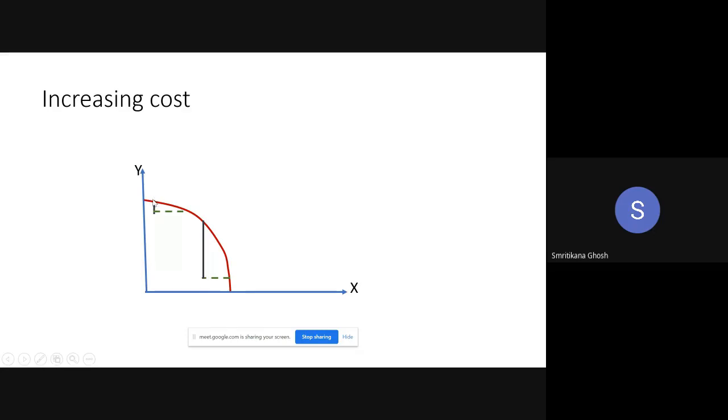Say initially the producer is here. Let me use that pointer. Yes, initially the producer is here. Then the producer has increased the X production and reduced the Y production. So he is moving from here to here. So the increase in X production is there and the decrease in Y production is here. So we can say the opportunity cost of this much of X is this much of Y. Is it clear?